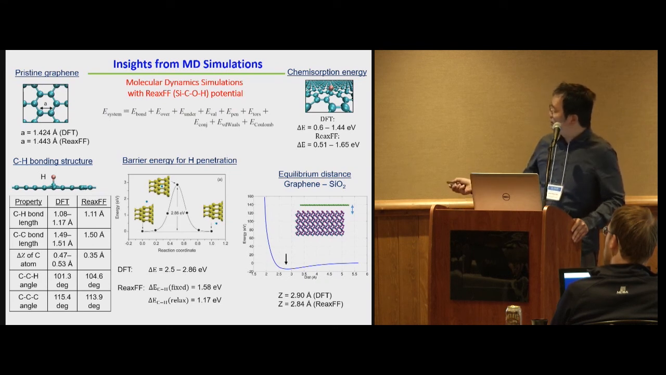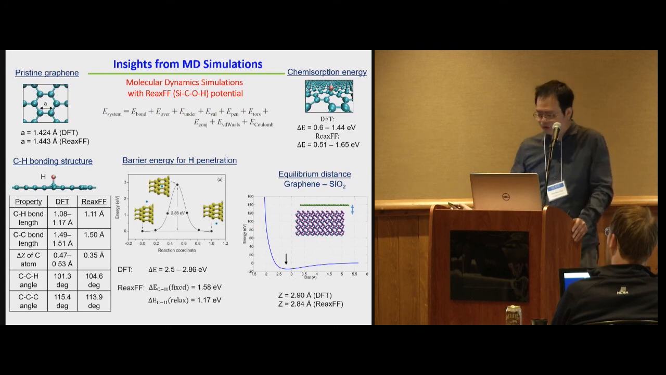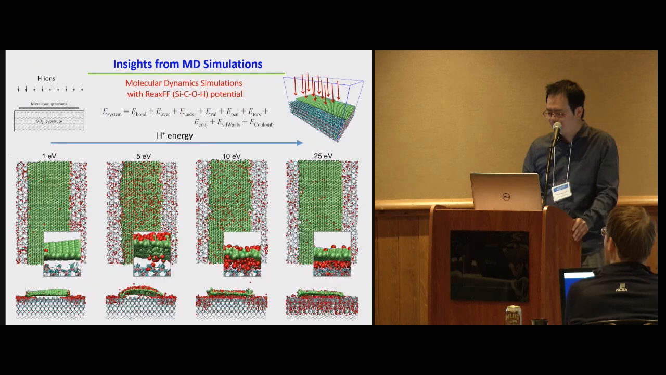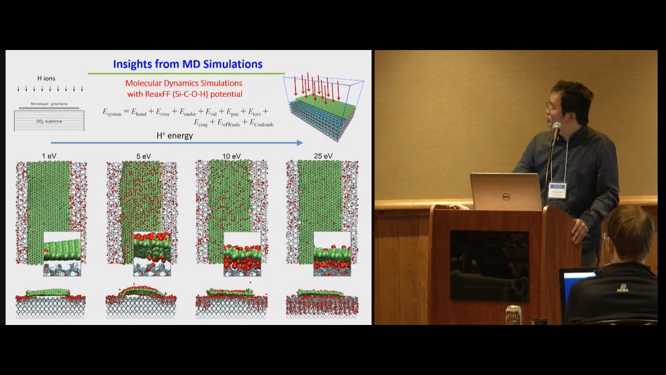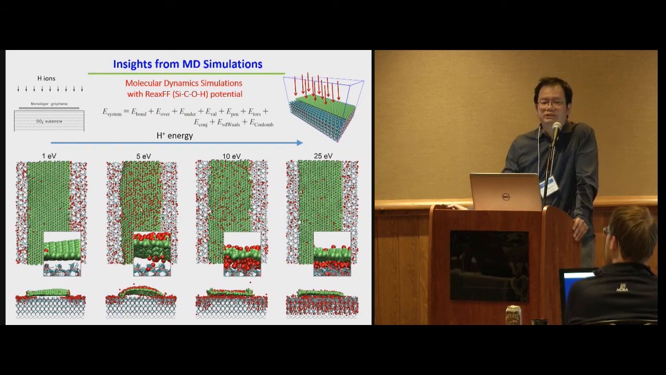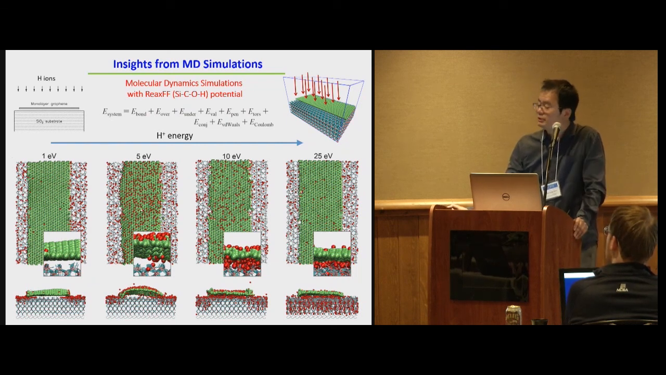The barrier energy for hydrogen penetration is in pretty good agreement again with DFT calculations. Chemisorption energy, again, pretty good agreement. Graphene-SiO2 equilibrium bond distance, also in pretty good agreement. So we think this potential is pretty reliable for the purpose of our study. We perform hydrogen ion bombardment, if you would, on a graphene nanoribbon placed on top of an SiO2 substrate. We just let it run and observe what happens.